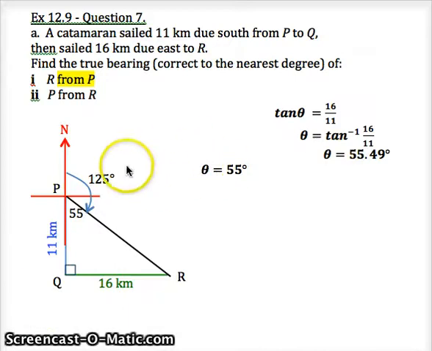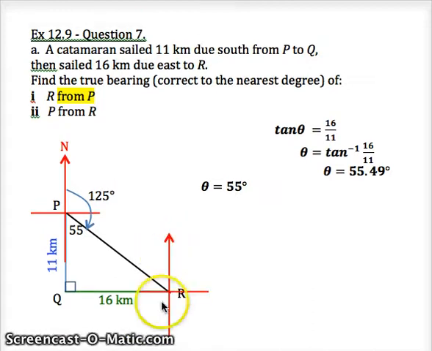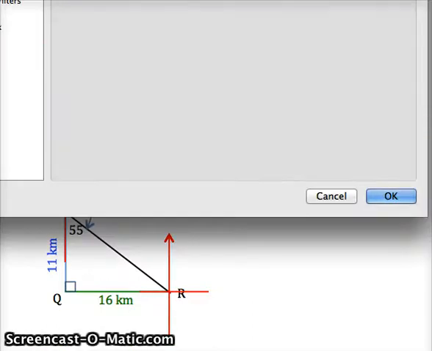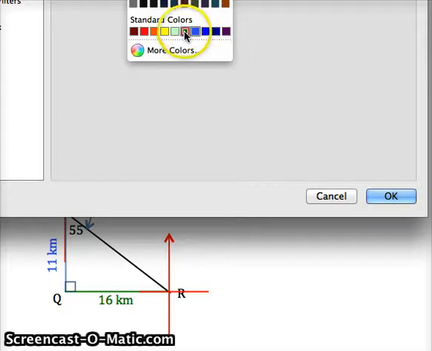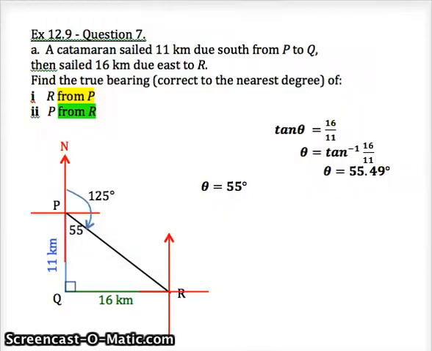And in part 2 of the question, we need the bearing of P from R. So we need to start from R. So I'm going to need to put a north sign there at R. So I've just put a north sign there at R. So I want the bearing of P from R. So again, we start from R, okay? And we have to go clockwise until we find that other direction. Okay, so I'm going to mark that in there with green. So I want the bearing of P from R.